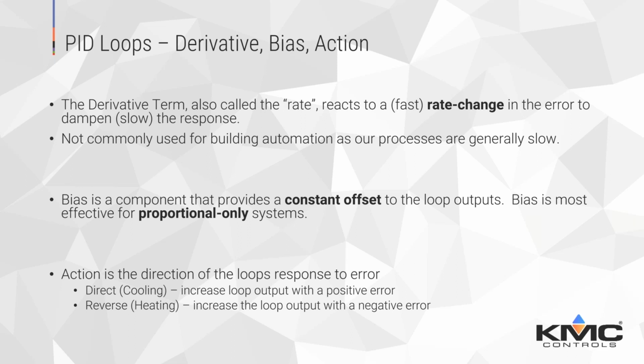And lastly, the last real term that affects our PID calculation would be action. We need to decide if this loop is going to be direct or reverse acting. Direct, think of a cooling loop, is going to increase the loop output with a positive error, and reverse again is just opposite of that. So increasing loop output with a negative error.